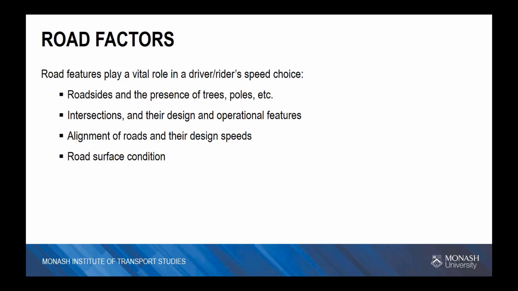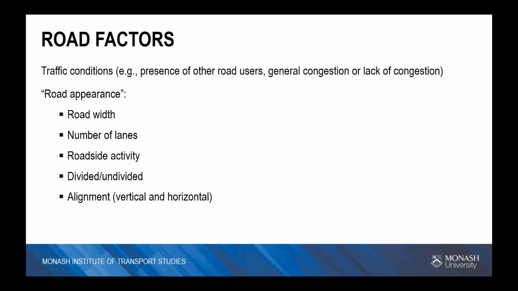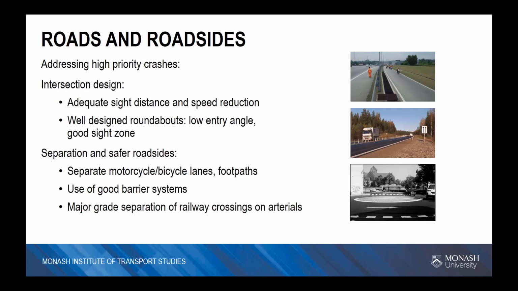Finally, we have road factors, and no surprise that these play a vital role in influencing drivers and riders' speed choice and behaviour. And we can influence behaviour with things like the presence of roadside objects, the way we design intersections, the alignments of our roads and the design speeds, and also the road surface condition. Other factors that we can influence as engineers include the road width, number of lanes, roadside activity, if we're installing divided or undivided roads, and the alignment of our roadway, both vertically and horizontally.